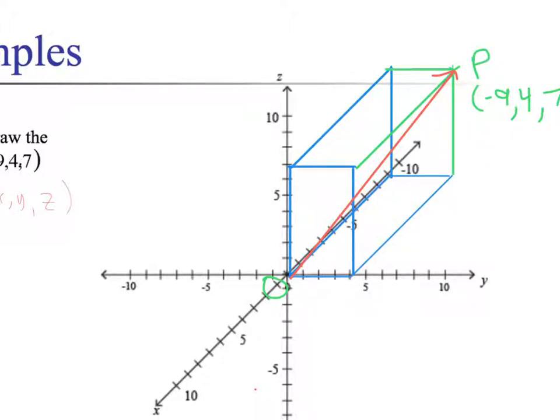All right, so there's an example of how to draw a vector in 3 dimensions on a 2-dimensional plane.